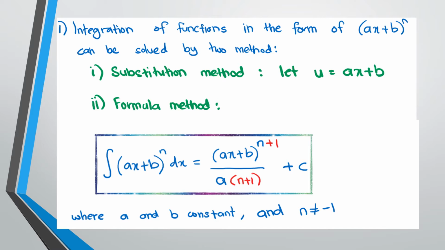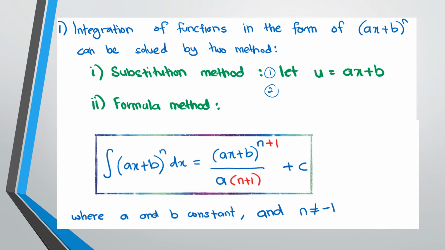So when you are given a function in the form of (ax + b) to the power of n, you can solve by two methods, which is substitution method and formula method. For substitution method, first step, you have to let u equal to ax + b.